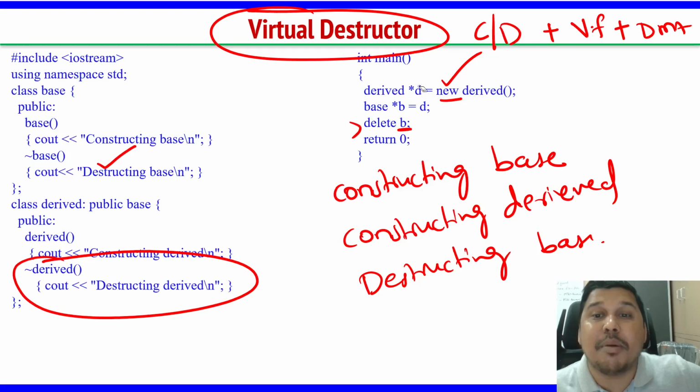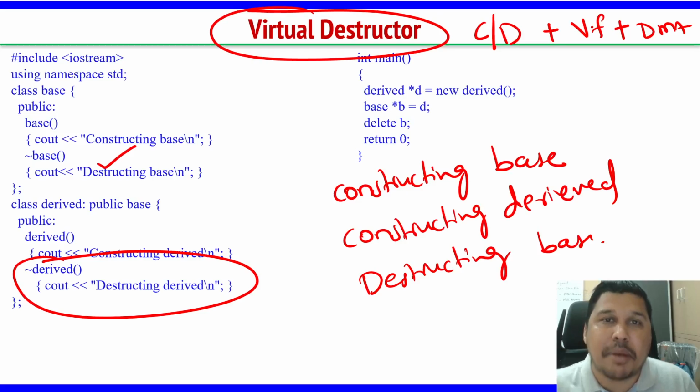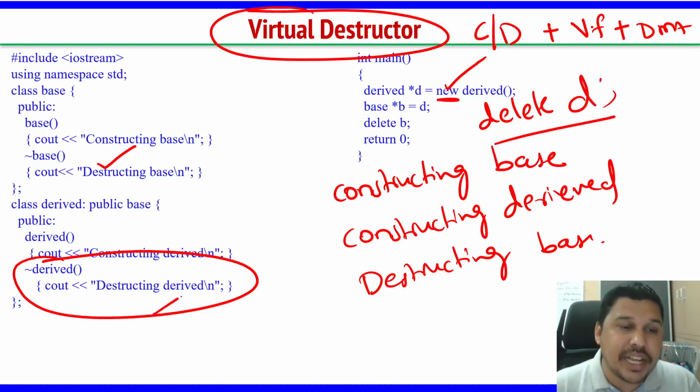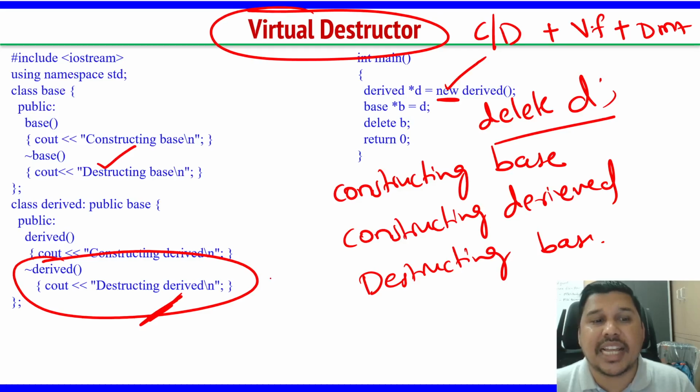Because you have allocated memory dynamically, and we studied yesterday in dynamic memory allocation that if you are allocating memory, you yourself have to delete it. As a programmer, you have to write the deletion logic. Otherwise, memory will not be deleted. That is one very important point. So here I am allocating memory using new. I am creating an object of the derived class using new. Unless I write delete D, the destructor of the derived class will not be executed.